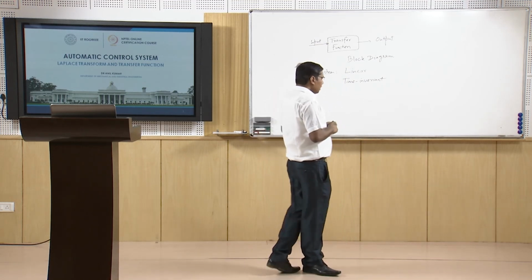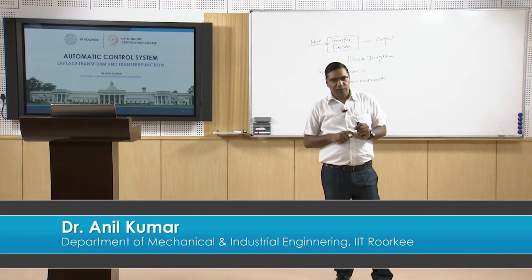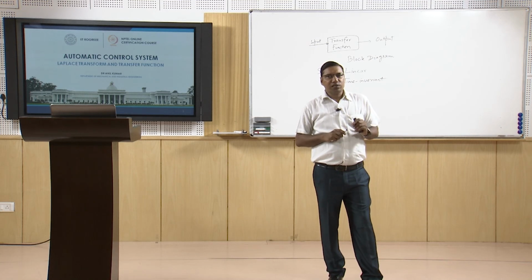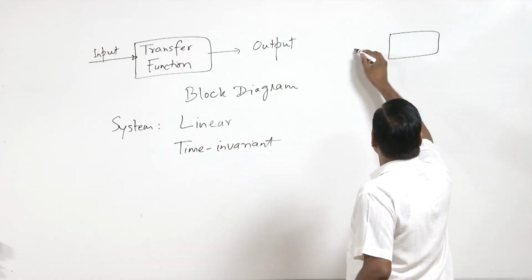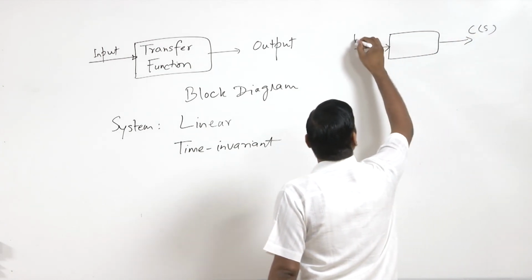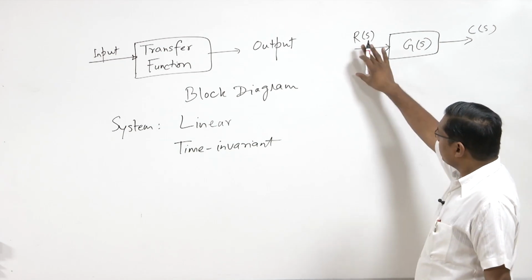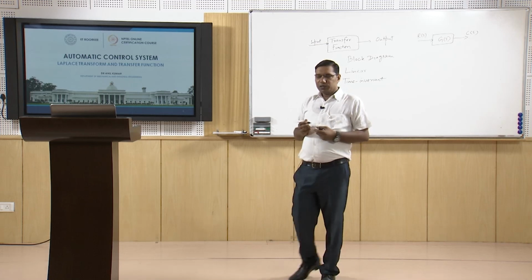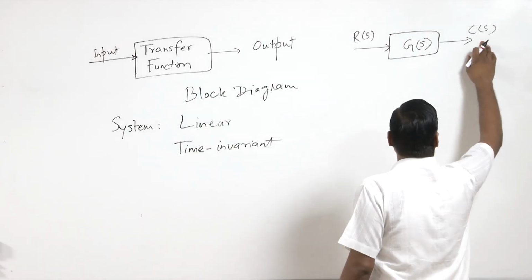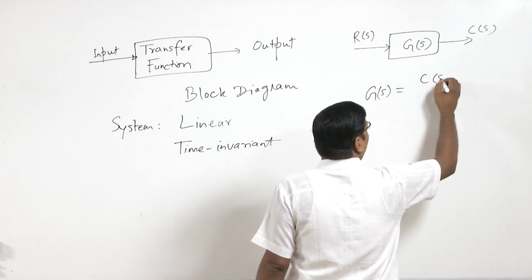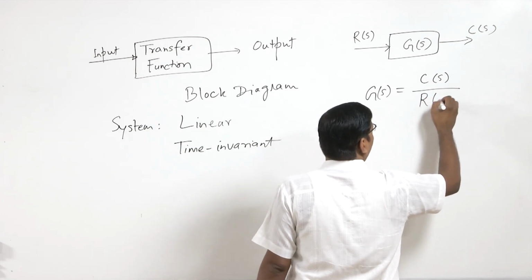So we can define the transfer function. The transfer function is defined for a linear time invariant system, and it is defined as the ratio of the Laplace transform of the output to the Laplace transform of the input, under the assumption that all initial conditions are 0. Suppose I have a system here, and R(s) is the Laplace transform of the input and C(s) is the Laplace transform of the output. So the transfer function G(s) is the Laplace transform of the output upon the Laplace transform of the input.